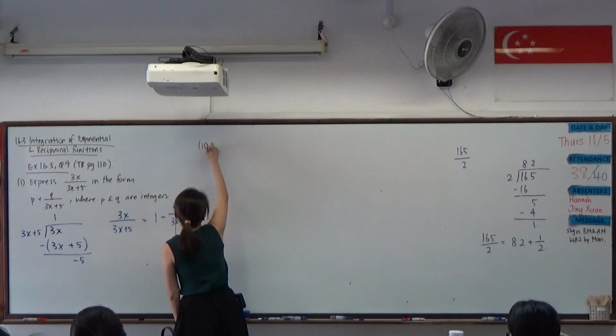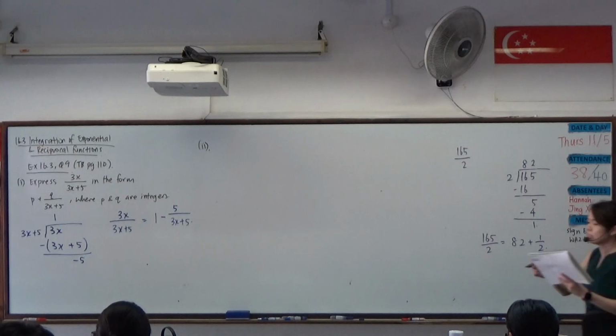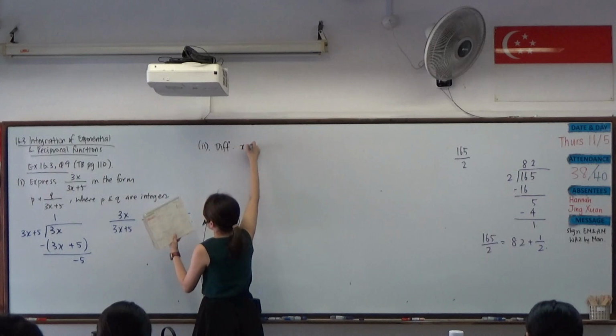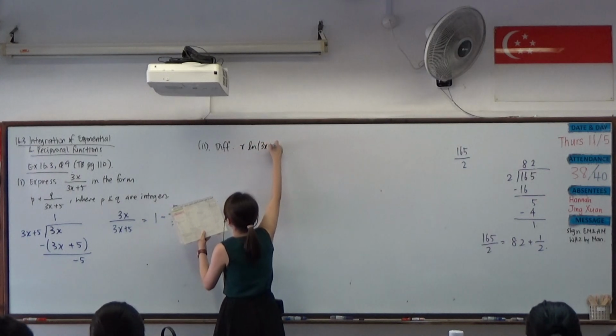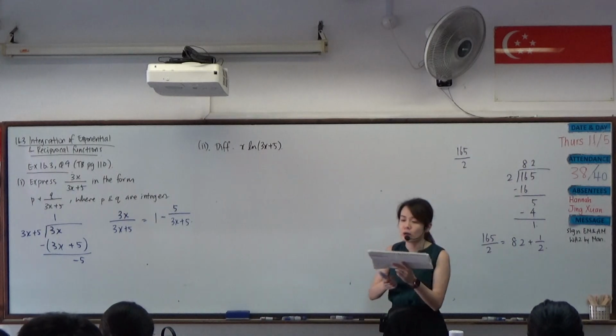Next, part 2. Okay, part 2 wants us to differentiate x ln(3x plus 5) with respect to x. Okay, so we go back to our differentiation.